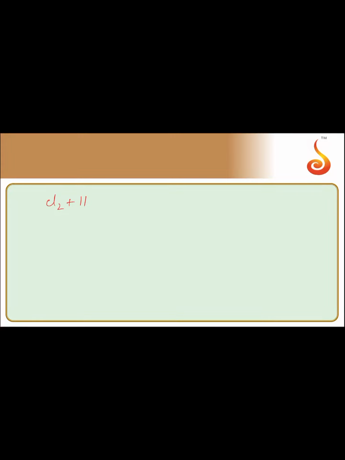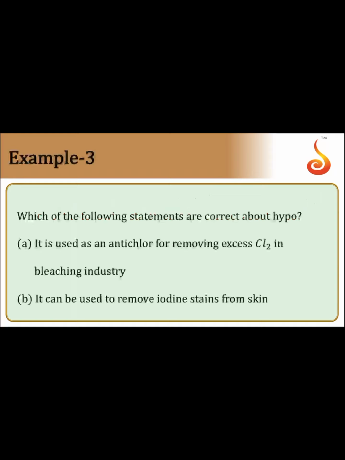Cl2 plus H2O plus Na2S2O3 will give 2HCl plus Na2SO4 plus S. Na2S2O3 is used to remove the excess chlorine in bleaching industry, so it is considered as an anti-chlor. So option A is correct.